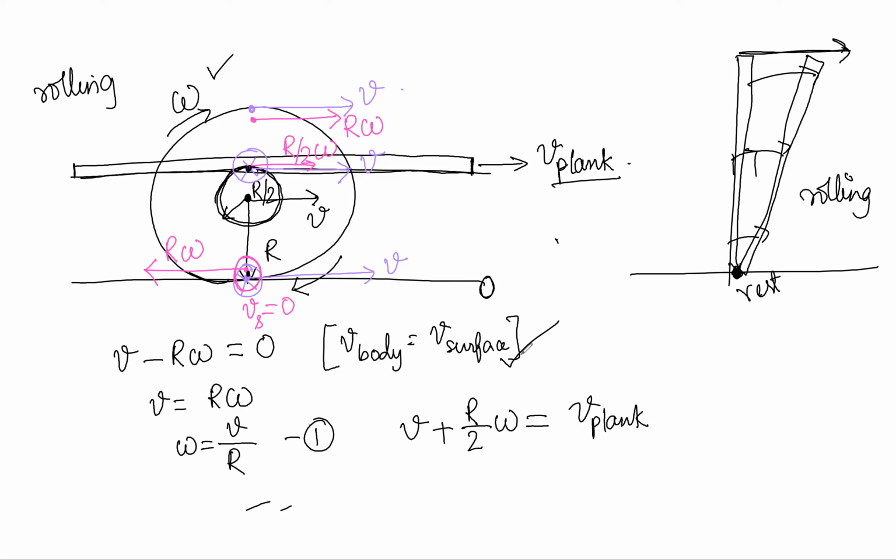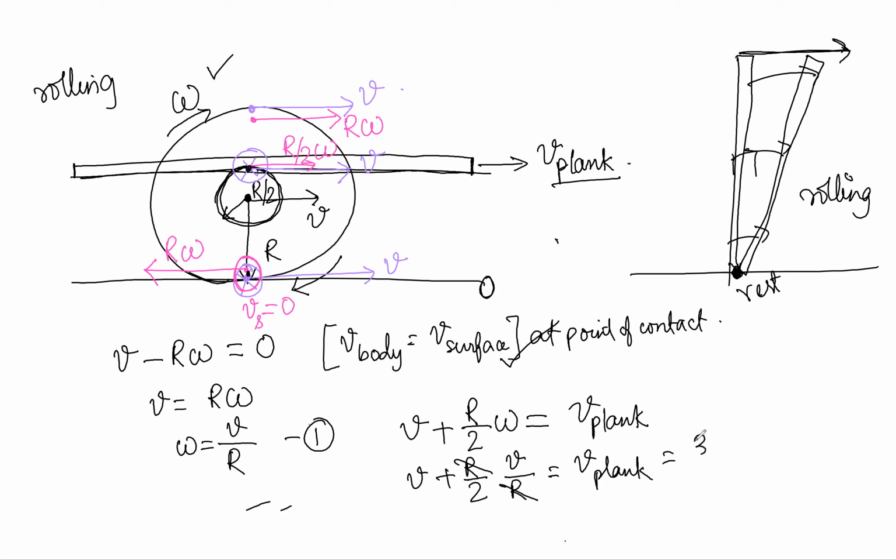So what is the condition for rolling motion? The velocity of the body has to be equal to the velocity of the surface at the point of contact. So contact is happening here, and both velocities are the same. The value of omega is V by R, so it is V plus (R by 2) times V divided by R. R is going to cancel, so the velocity of the plank is going to be equal to V plus V by 2, which is equal to 3V by 2. So the velocity of the plank in this condition is 3V by 2.